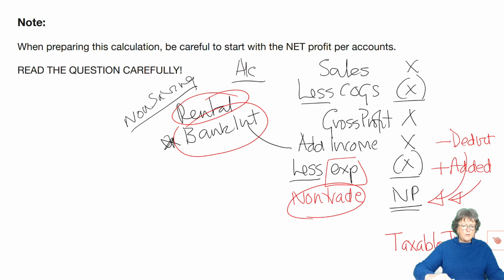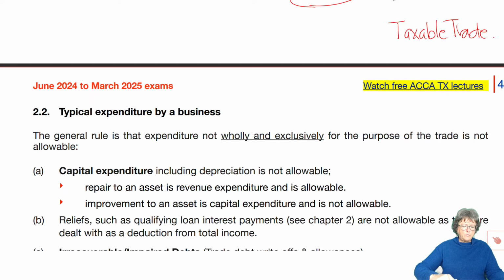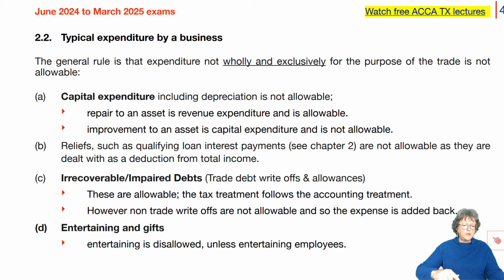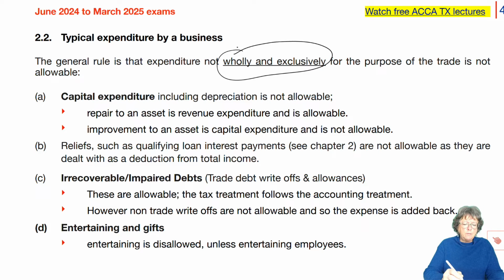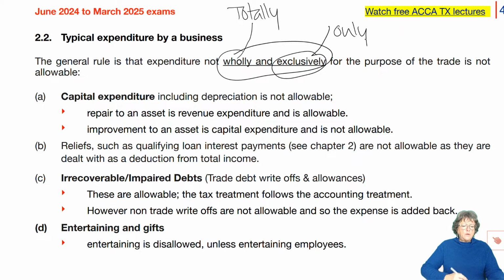So let's look at what these disallowed expenditures might include, and there are a lot of them. Now, the general rule is it must be wholly, notice how that is spelt, which means totally, and exclusively, which means only. So that's the general rule for expenditure. It must be totally and only used for the purpose of trade.